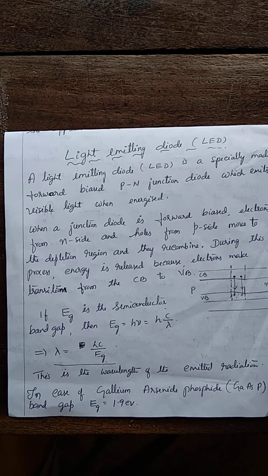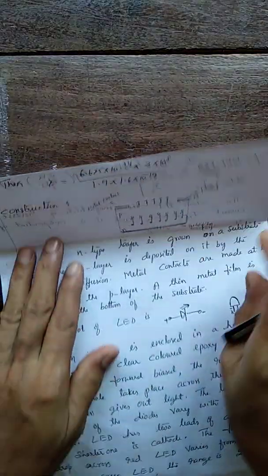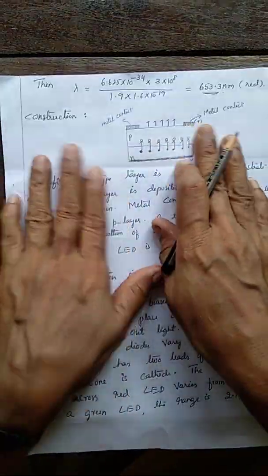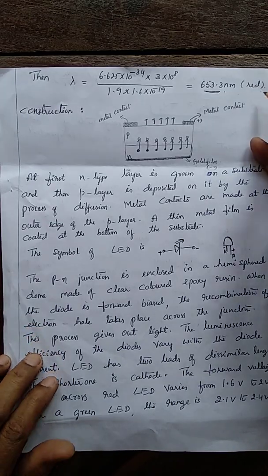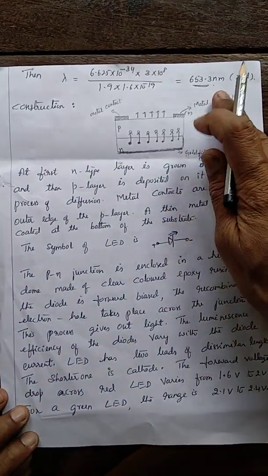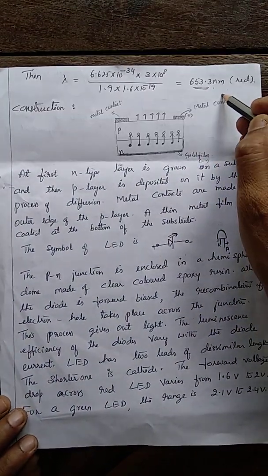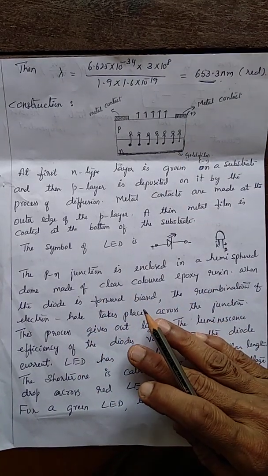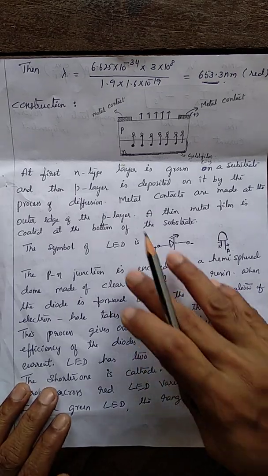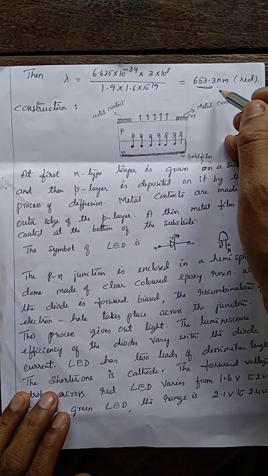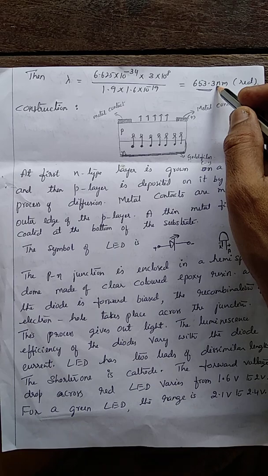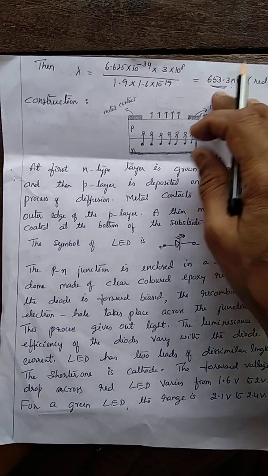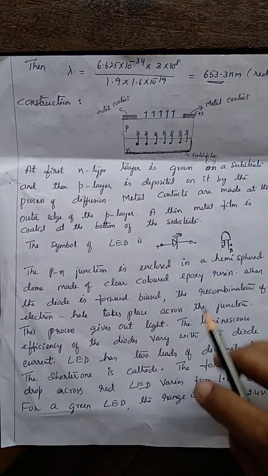In the case of gallium arsenide phosphide, the energy gap is 1.9 eV. In this case, lambda comes out to be 653 nanometer, which is nothing but the wavelength of red light. So, if gallium arsenide phosphide is used to prepare this PN junction, the transition of electrons from the conduction band to the valence band gives rise to the red color.